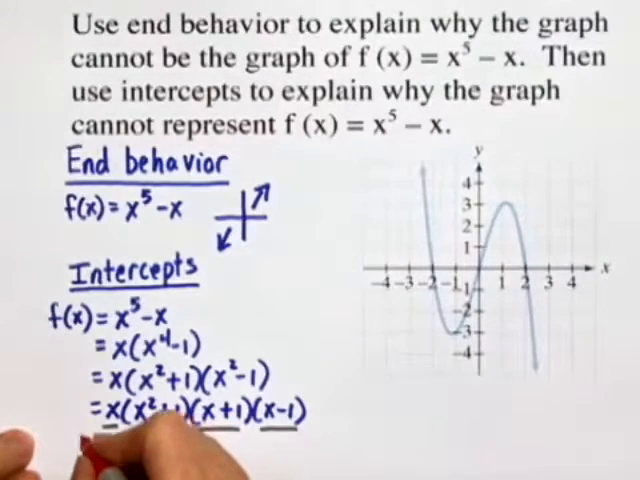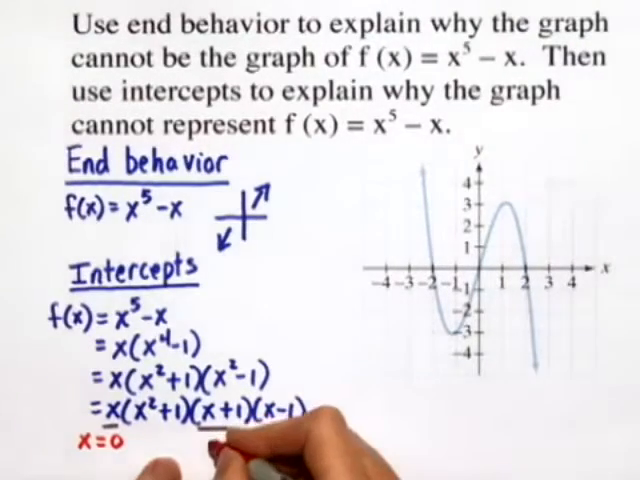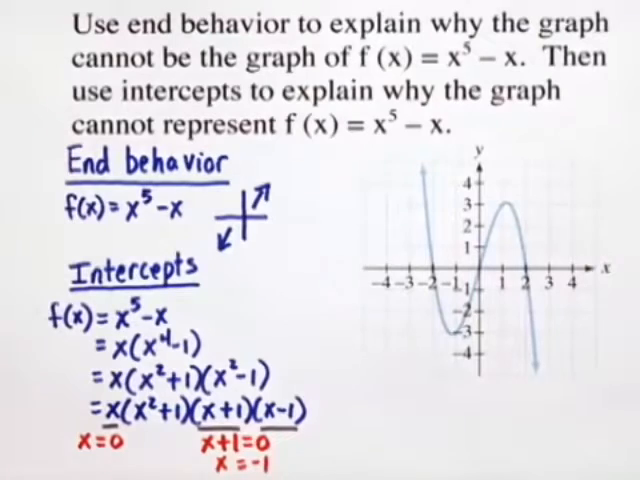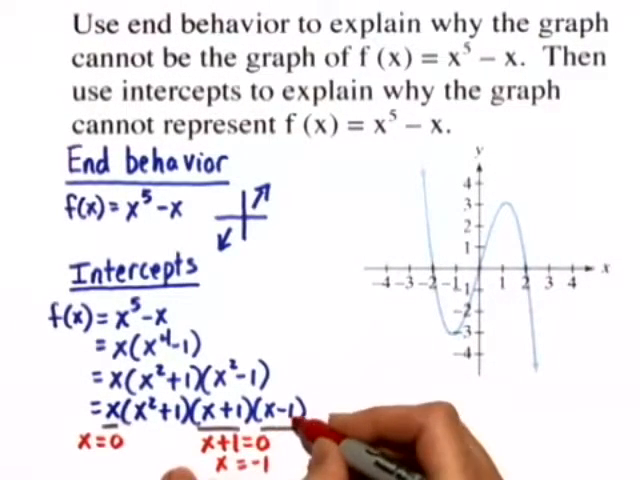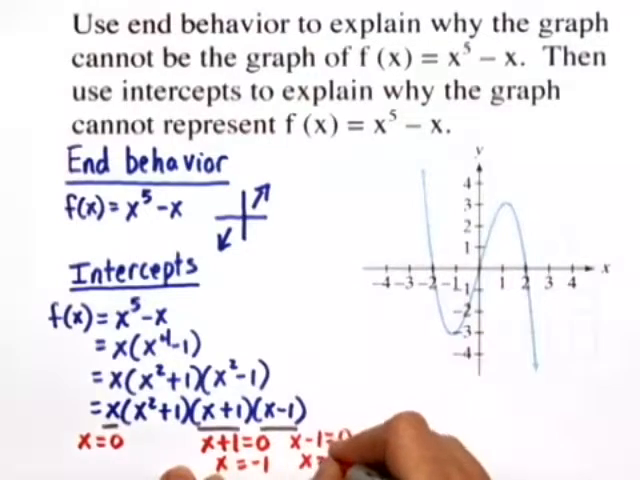If we set our first factor, x, equal to 0, that gives us one of our intercepts. So x equals 0 is an intercept. If we set x plus 1 equal to 0, we'll get x equals negative 1 as our next intercept. And if we set x minus 1 equal to 0, we'll get x equals positive 1 as our next intercept.